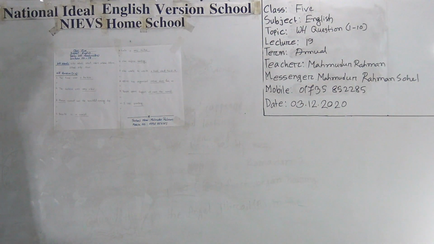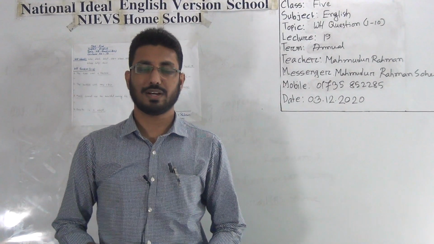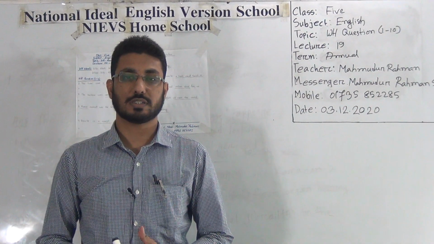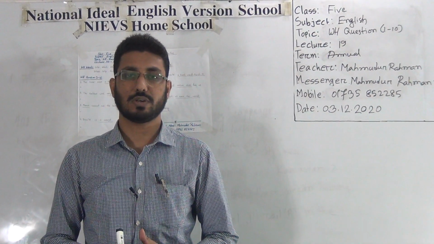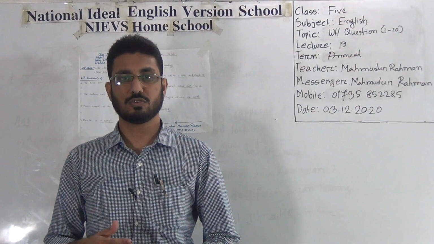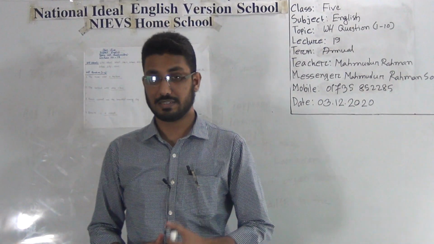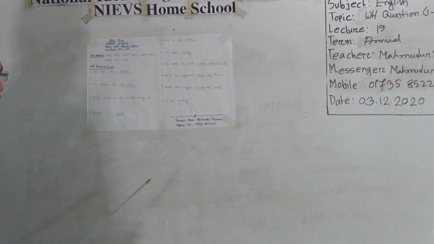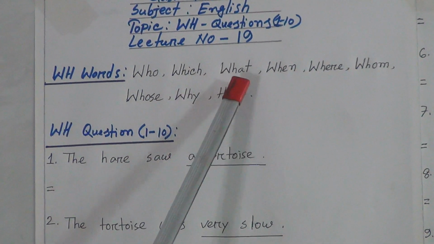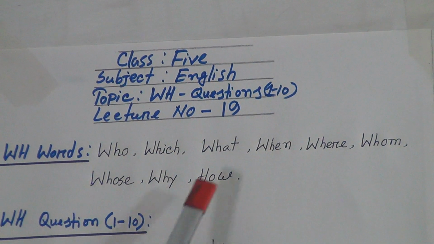Let's discuss. At first, you have to know why these questions are called WH questions, because there are some words which begin with W and H, and these are called WH question words. When we make a question with these WH question words, then this question is called a WH question. Let's see the WH question words: who, which, what, when, where, whom, whose, why, and how.